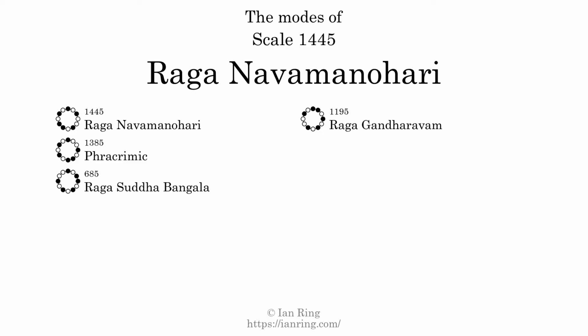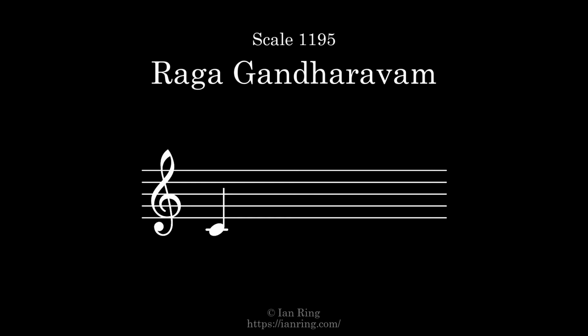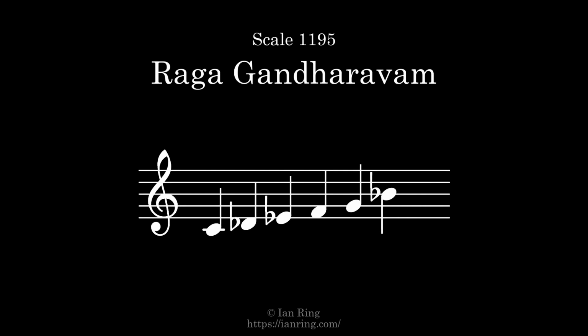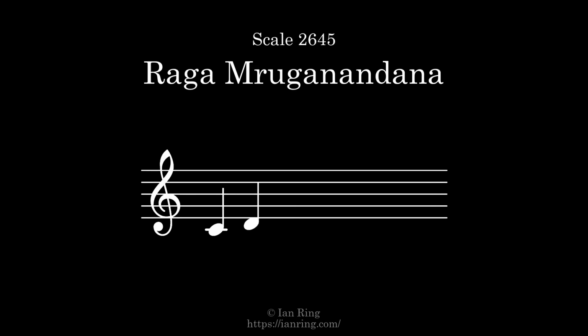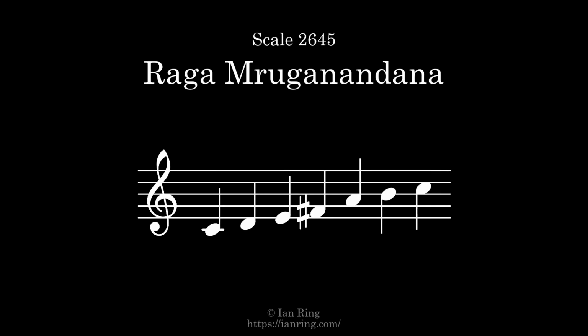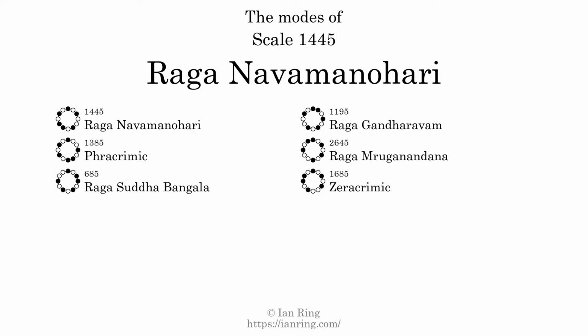The fourth mode is scale 1195, also known as Raga Gandharavam. It sounds like this. The fifth mode is scale 2645, also known as Raga Mruganandana. It sounds like this. The sixth and last mode is scale 1685, also known as Racrimic. It sounds like this.